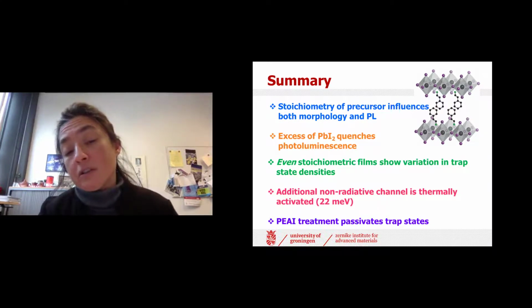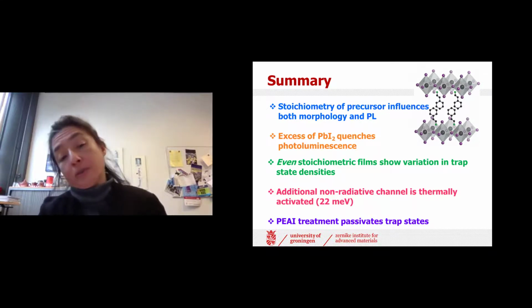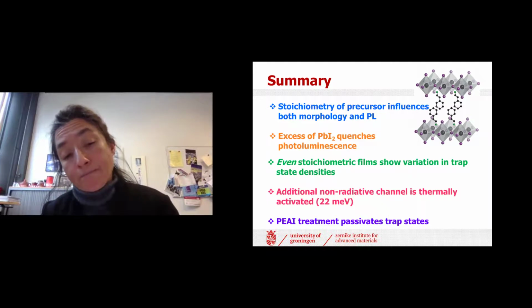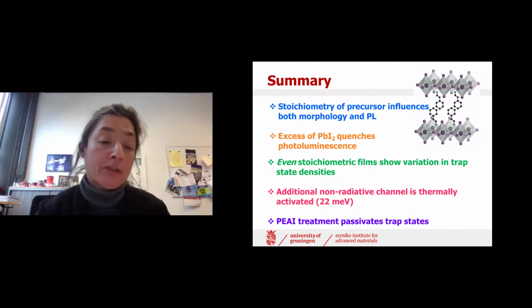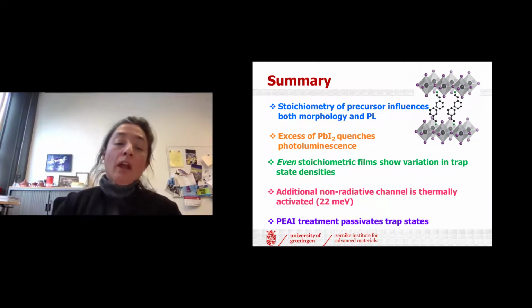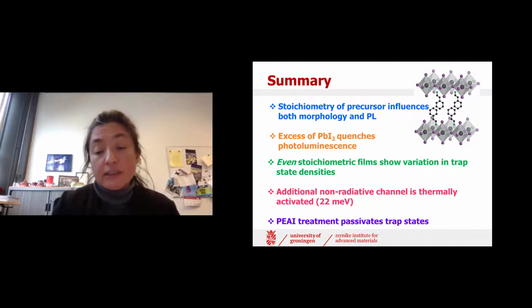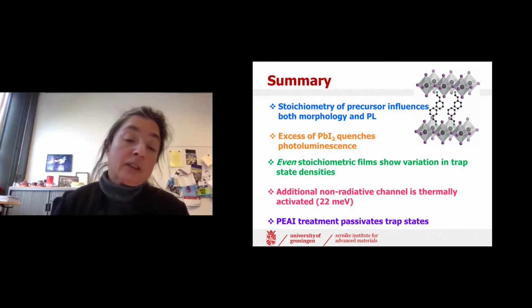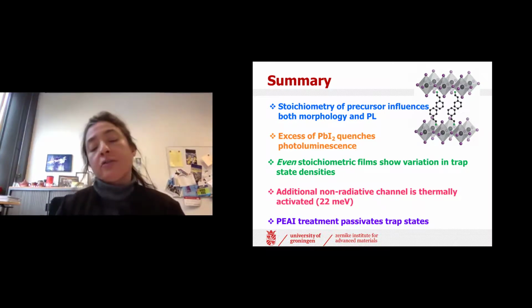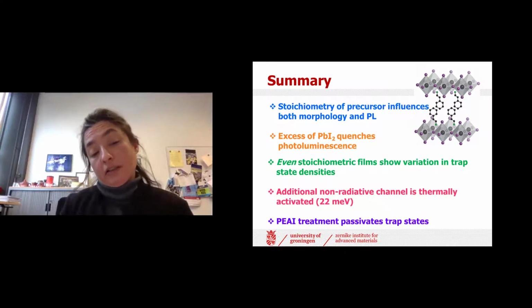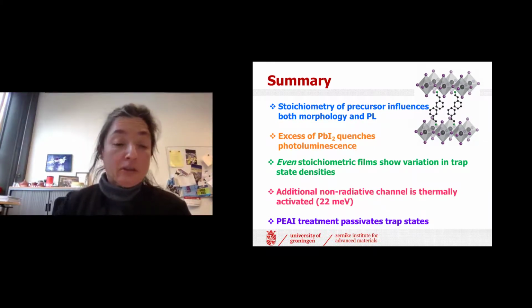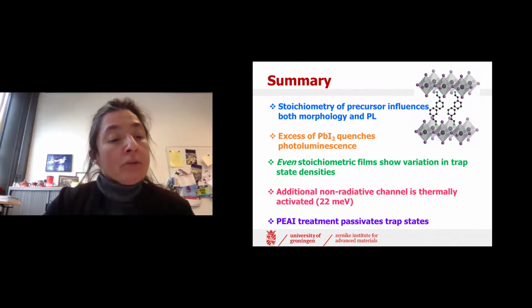And what is more interesting is that even if you start from a stoichiometric solution, locally you might have regions of your sample where you are out of stoichiometry, and you create defects and you create quenching of your photoluminescence. So there is a non-radiative channel that is thermally activated, and the energy is actually pretty high, about 400 millielectron volts. Interestingly, we can solve a little bit of the problem by a post-treatment, passivating the surface with a long organic cation. With this, I would like to conclude.